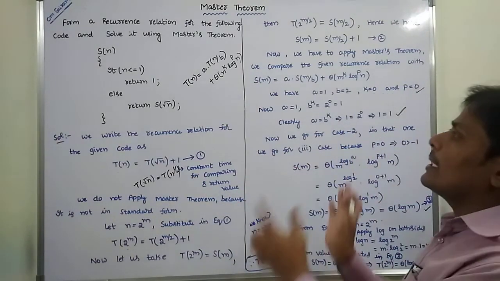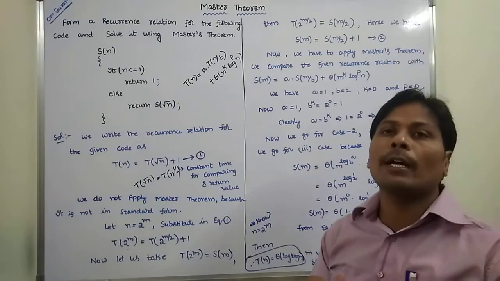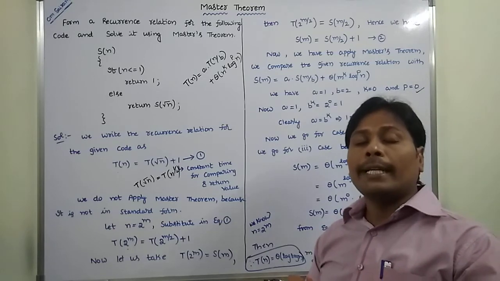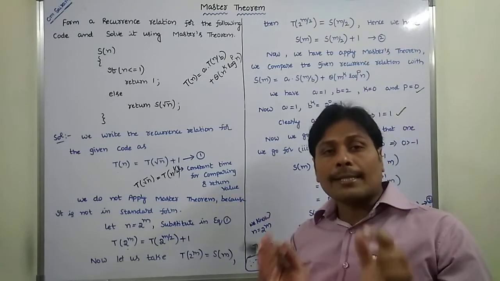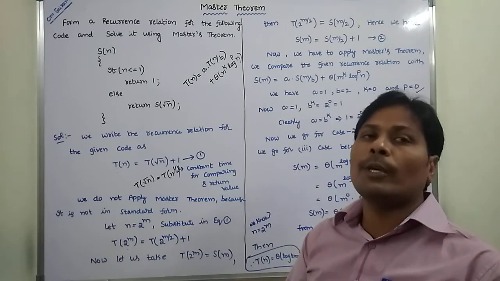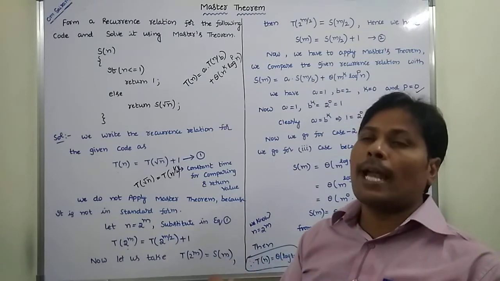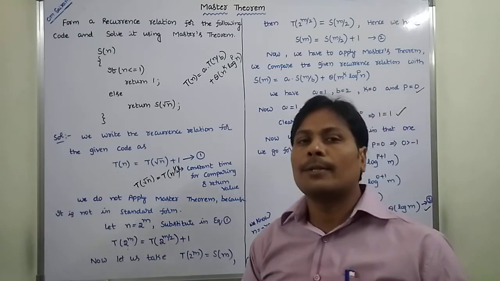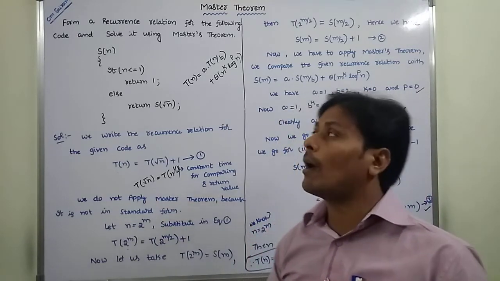So in this way, we have to solve the given recurrence relation whenever the given recurrence relation is not in the standard form. For that purpose, first we convert it into standard form. After that, we apply the master theorem. So in this way, we have to solve this type of problems.